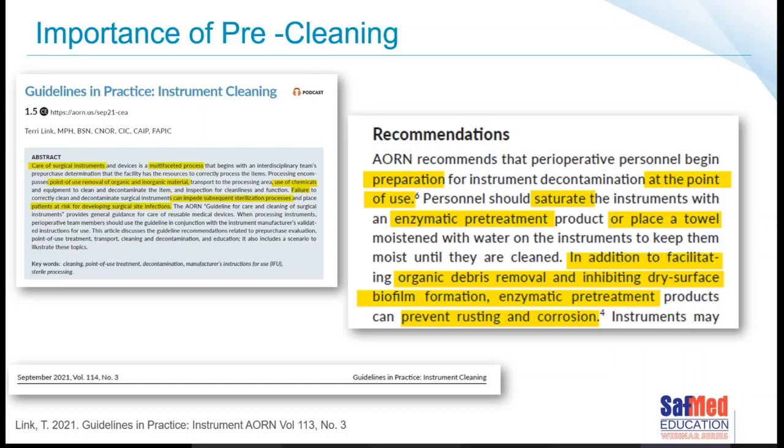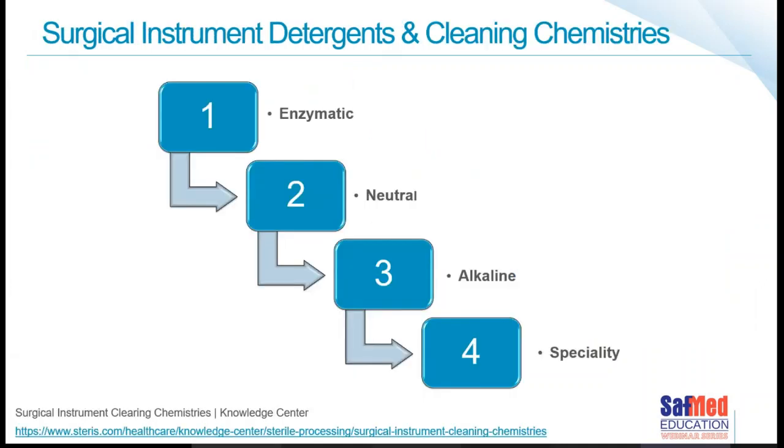The AORN goes on to say that personnel should saturate instruments with an enzymatic pre-treatment product or place a towel moistened with water on the instruments to keep them moist until such time as the proper cleaning can begin. The guideline says that in addition to facilitating organic debris removal and inhibiting dry surface biofilm formation, enzymatic pre-treatment products can prevent rusting and corrosion. Of course, rusting and corrosion is an important aspect to think about when it comes to maintaining your instruments and keeping that longevity of those very expensive pieces of equipment. Pre-cleaning, an important step in the process.